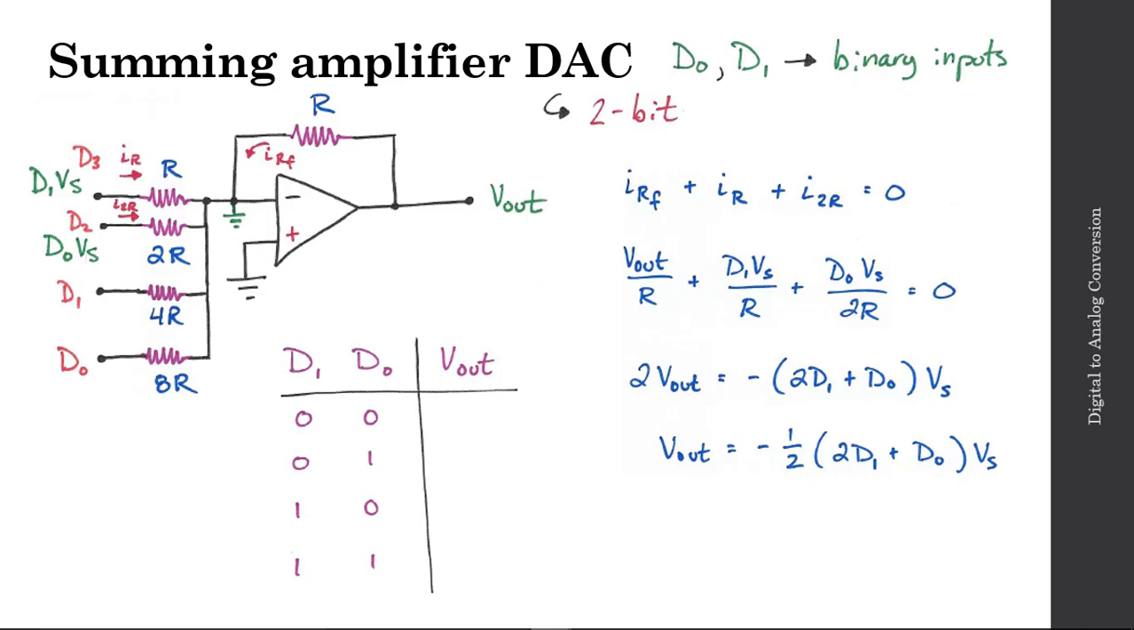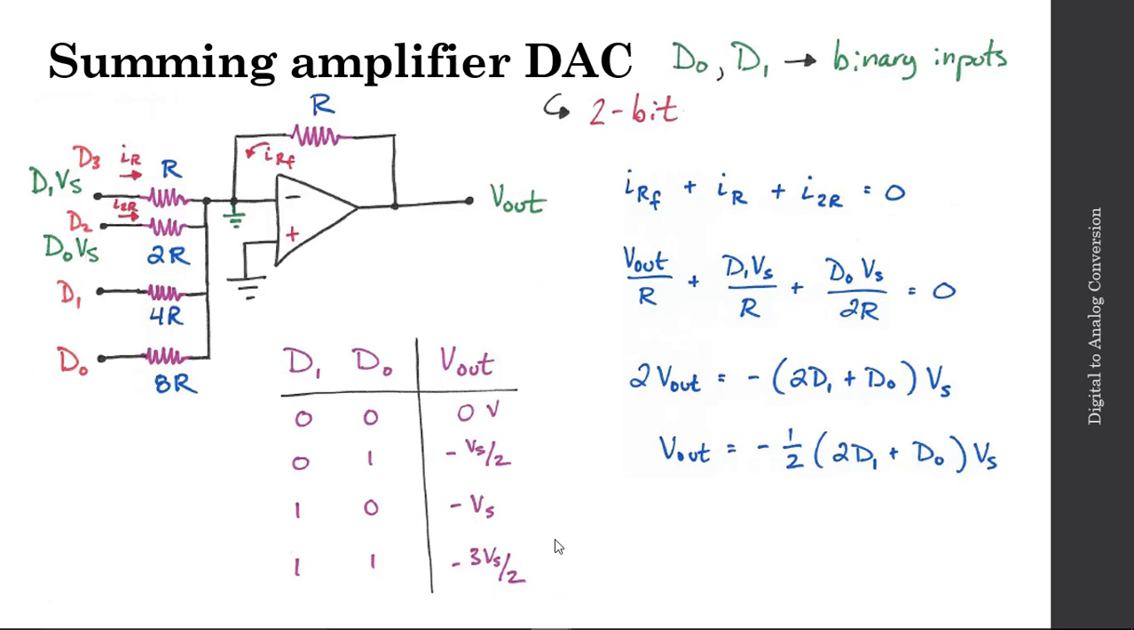In the case where both inputs are zero, this term will be zero, and therefore my output voltage will be zero. In the case where D1 is zero and D0 is a one, I'll end up with minus VS over 2. In the case where D1 is 1 and D0 is a 0, I end up with a minus VS. And when they're both equal to 1, these terms sum up to 3 divided by 2, so minus 3 VS over 2.